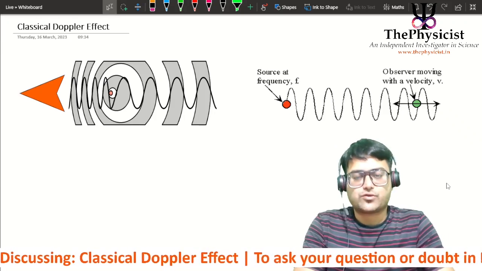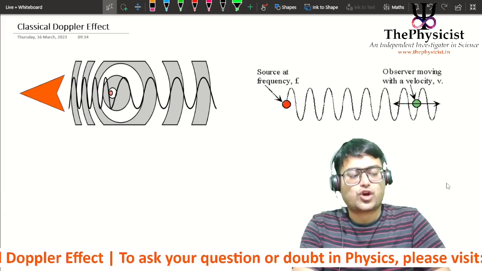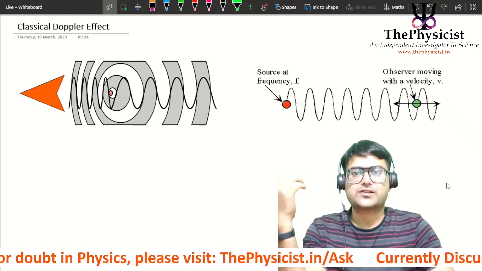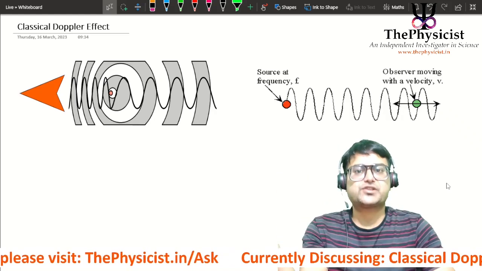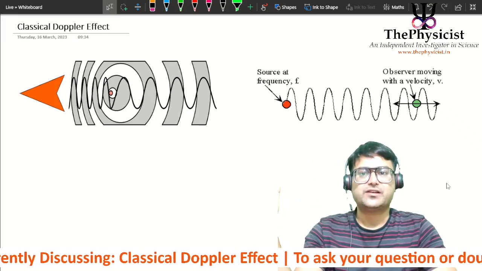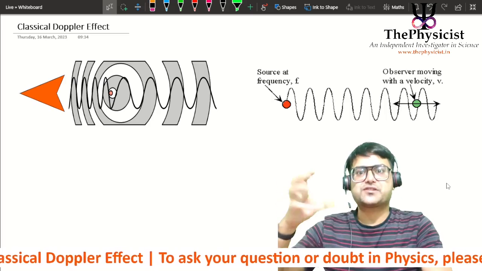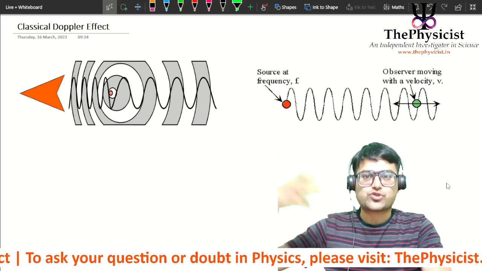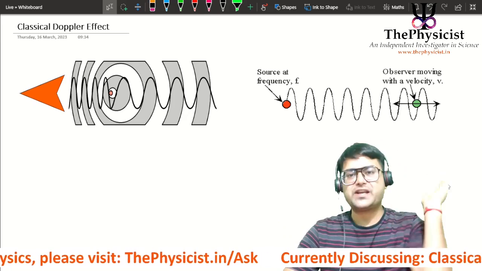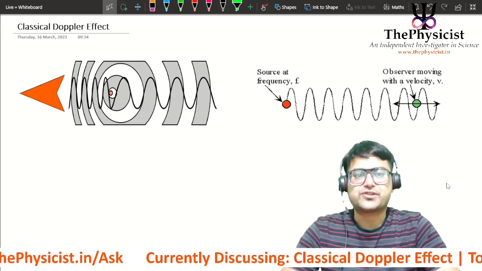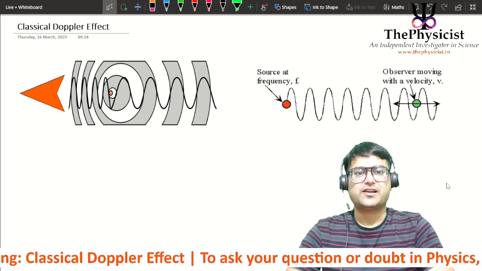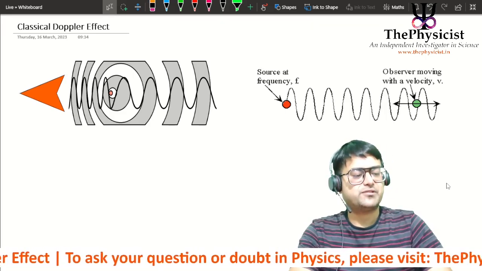Just like you saw in the short clip that I played, the frequency or the pitch of the sound of a siren actually changes the moment it changes its mode. When it is approaching us with a certain speed, it has a different pitch. The moment it begins to recede from us, its pitch changes, or the apparent frequency, the one that is perceived by us, changes. Why does it happen? We will understand.